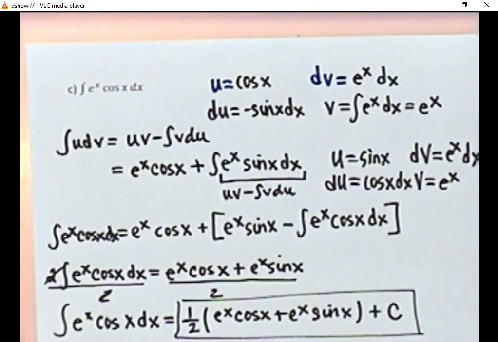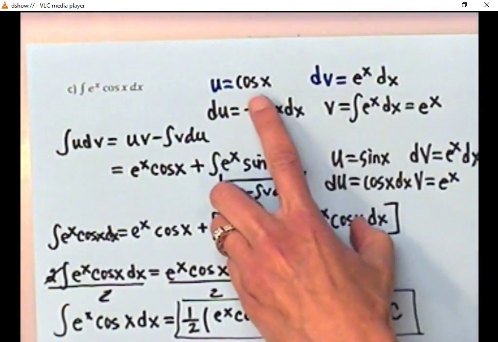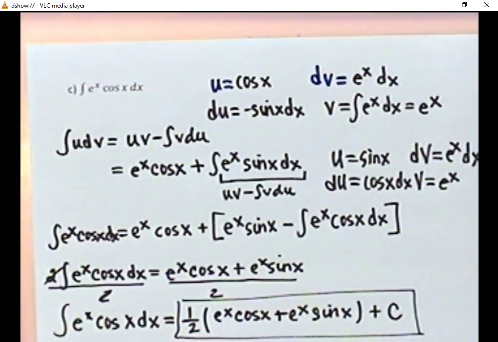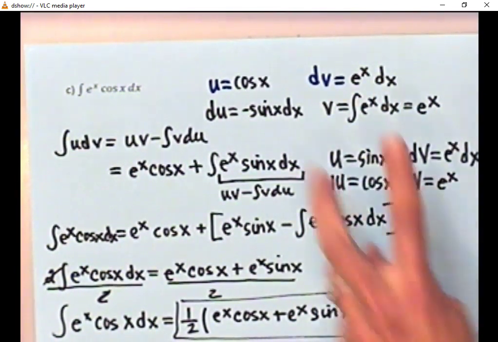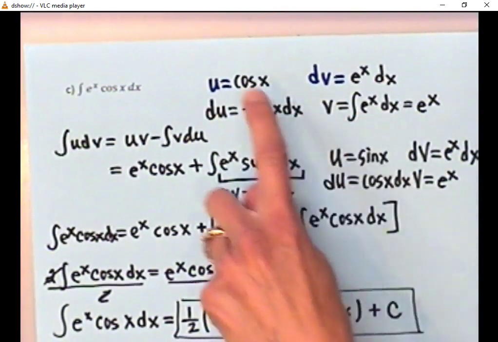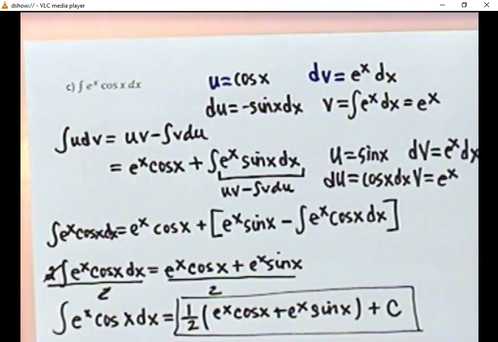I should also mention that on this one, it actually would not necessarily matter what you chose as your u and your dv. If we had switched these around, we'd actually get the same answer, because these each have an integral and they switch back and forth between cosine and sine. So in this particular one, it wouldn't matter if you had chosen those differently.